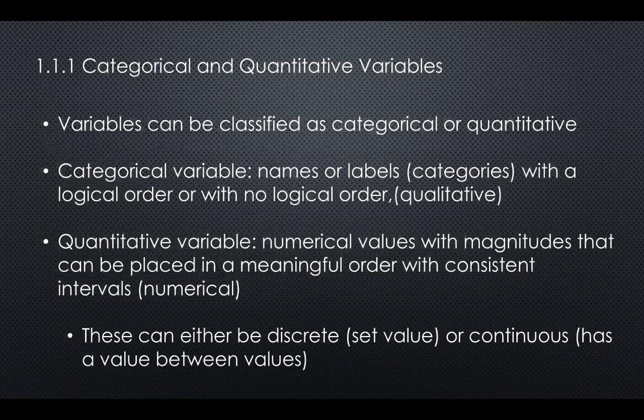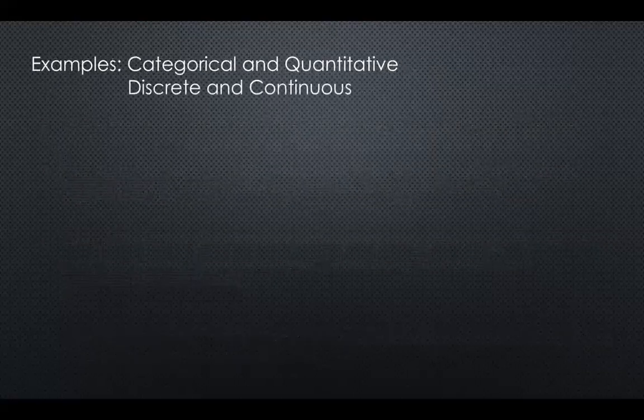So the two different types of variables I mentioned, categorical and quantitative. A categorical variable is a name or a label, like a category with either a logical order or no logical order. So they're basically qualitative variables. That's how they differ from quantitative variables, which are numerical values that can be placed in a meaningful order with consistent intervals, so they're numerical. Quantitative can be either discrete, which is a set value, or continuous, when it has a value between values, which is commonly decimals. So here's an example.